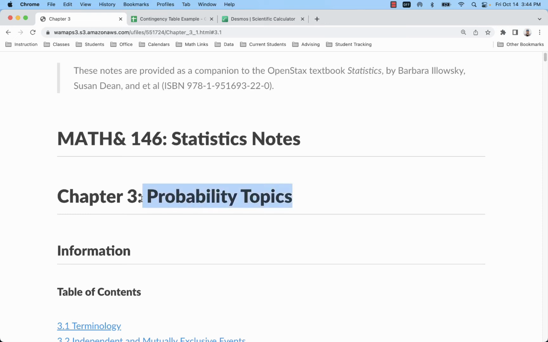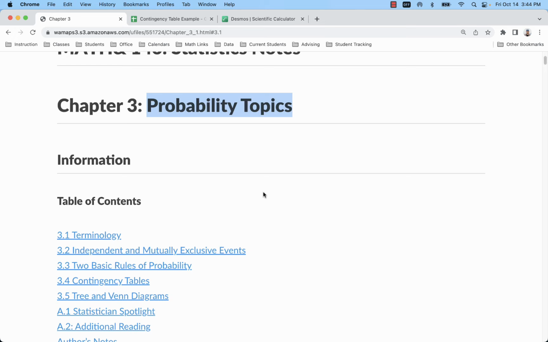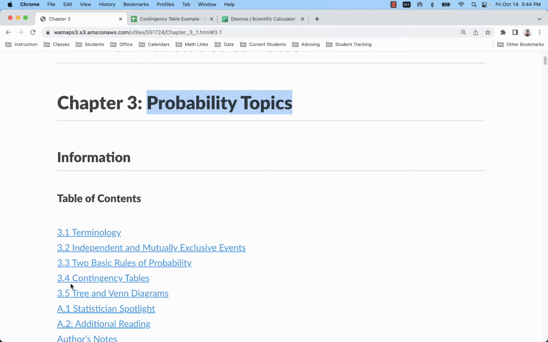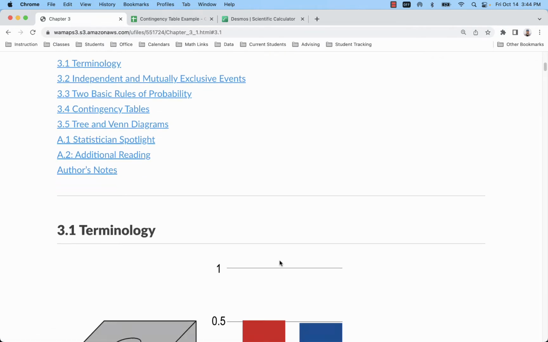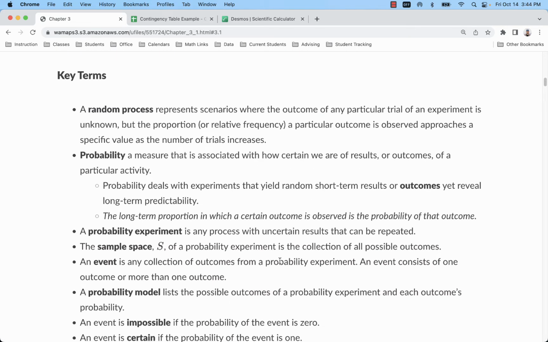I'm going to go through a lot of these concepts of probability topics and how they relate to contingency tables. So contingency tables aren't really going to show up until 3.4, but it's going to be the majority of the problems on the homework because these are the problems that I feel are really most important for a realistic situation.